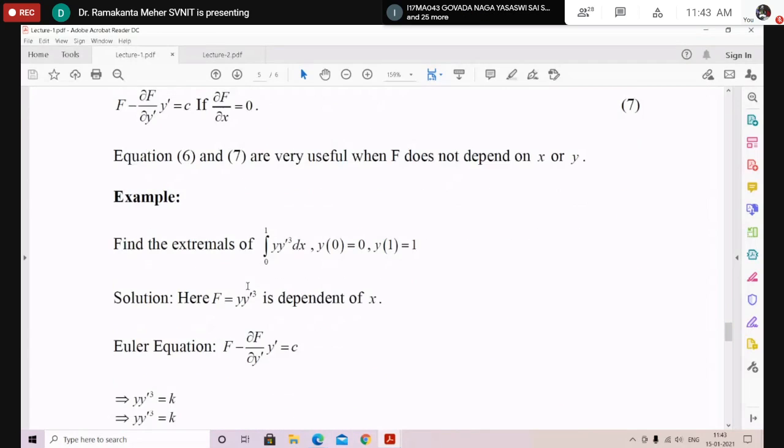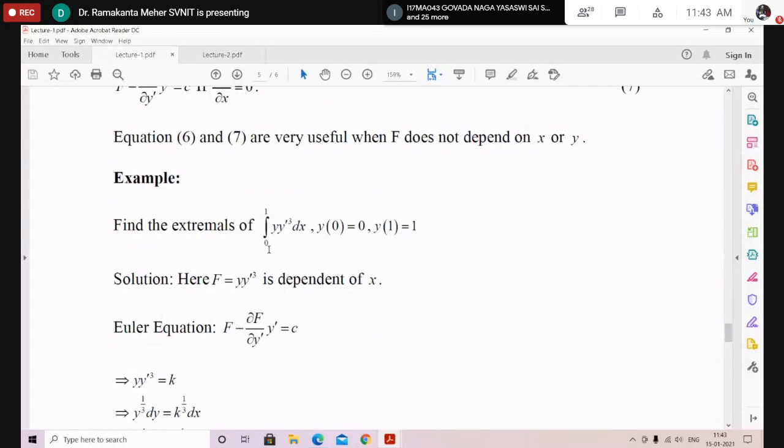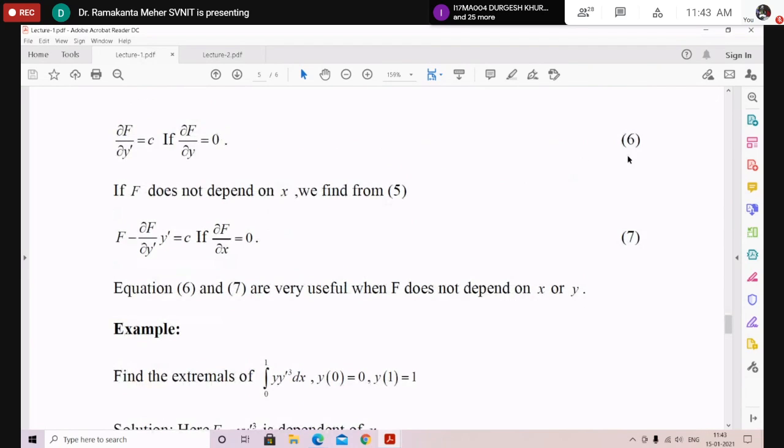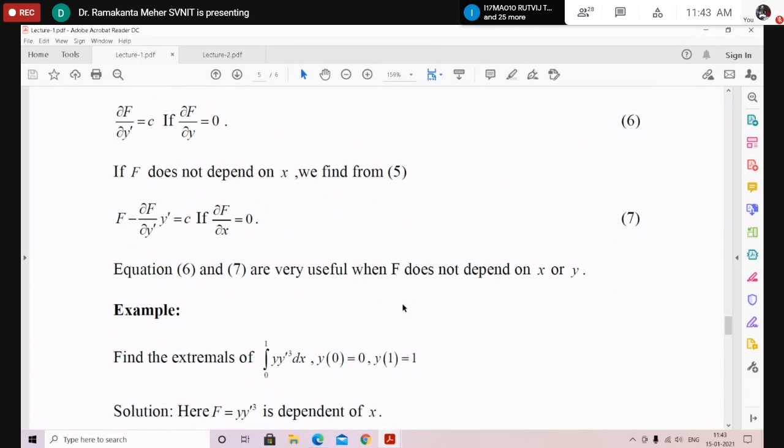Suppose we take an example here: the integral from 0 to 1 of y y dash cube dx, with boundary conditions y of 0 equal to 0 and y of 1 equal to 1. This is a variational problem where the function f is y into y dash cube. First we see whether f is independent of x or of y. If so, we can directly use equation 6 or equation 7 for finding the extremal.